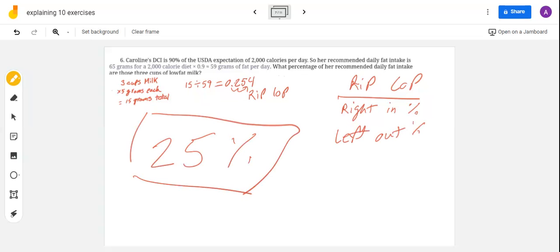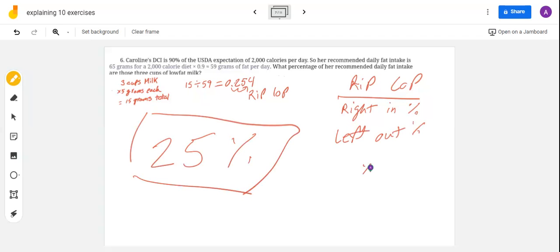Because you're taking the 3 cups of milk and you're timesing it by the number of grams of fat in each single cup serving. So if there's 5 grams in each single cup serving, but you have 3 servings, that would equal up to 15 total grams of fat. And then you take that 15 total grams of fat, you want to divide it by your amount that you can have per day, right? And this is called the percentage of whole formula. So let me write that down here for you, okay?